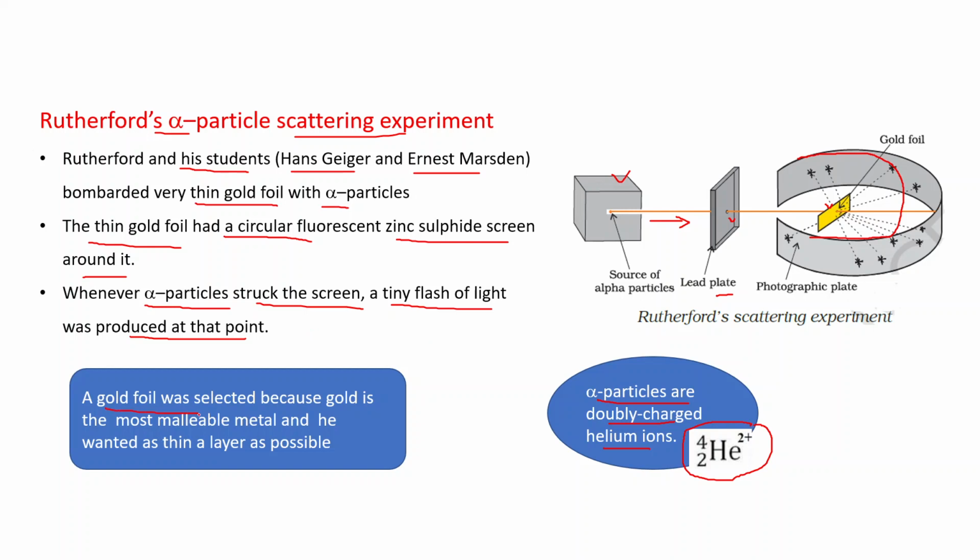A gold foil was selected because gold is the most malleable metal and he wanted as thin a layer as possible.